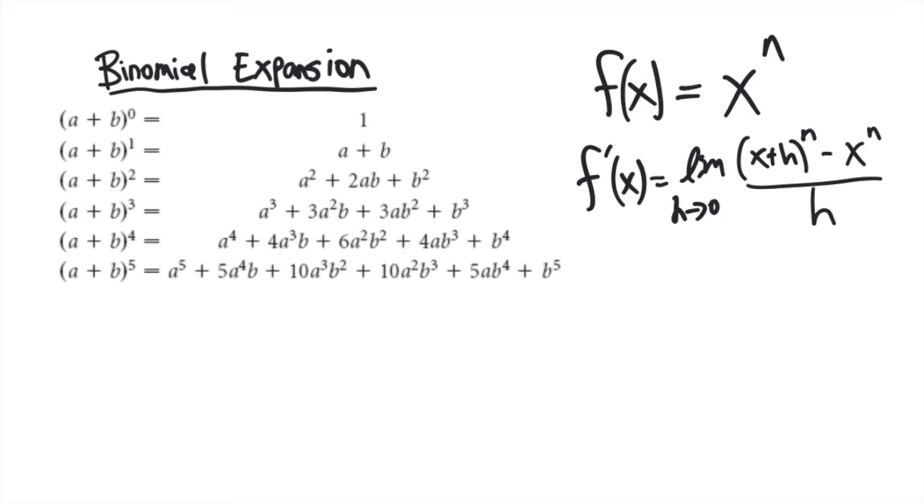The problem is there are no numbers in this. There are x's, there are h's, there are n's, but all of those are kind of arbitrary, either a variable for the x or an arbitrary constant for the h and the n. Okay, so why do we need this binomial expansion? Well, we need to know how to handle x plus h raised to the n power.